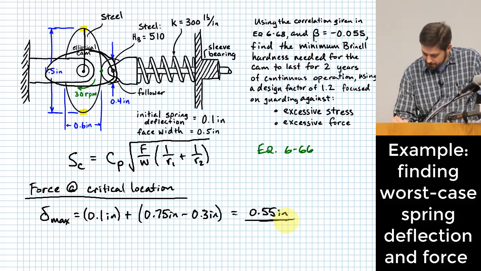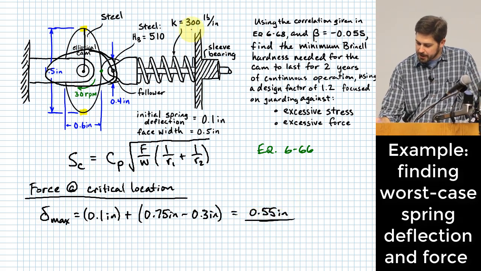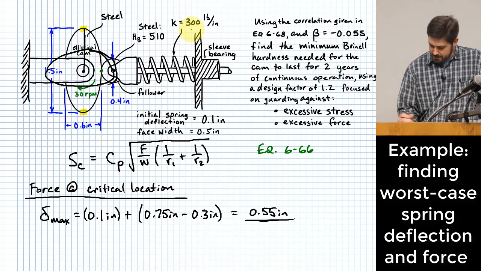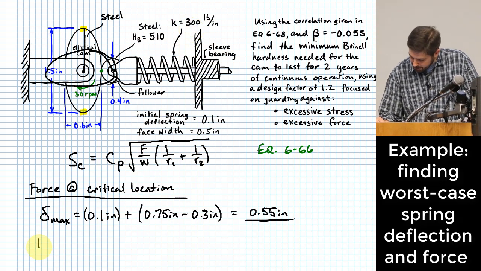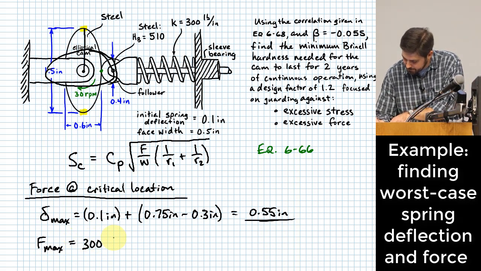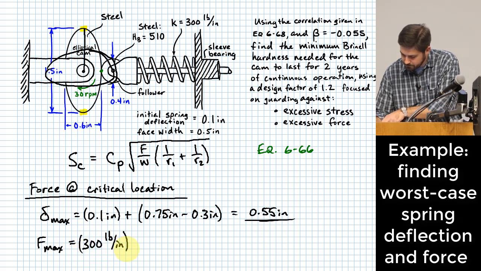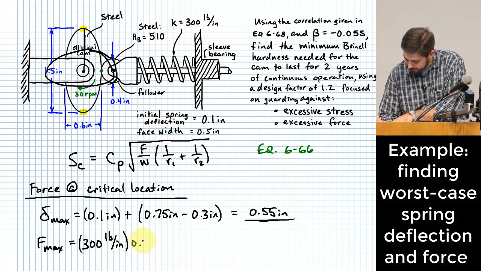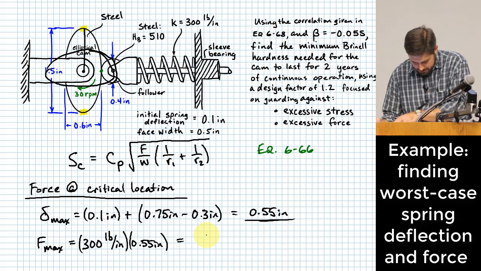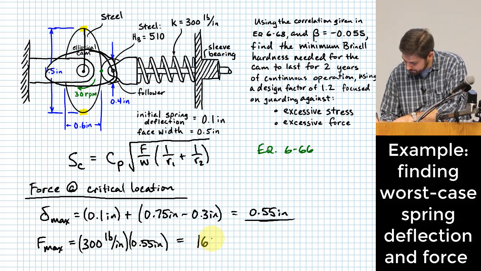Okay, well, what I do with that is I plug it into my spring equation, my Hooke's law, as some people call it, and I'm going to find my maximum force. Okay, for that I've got 300 pounds per inch times 0.55 inches. And that gives me 165 pounds.